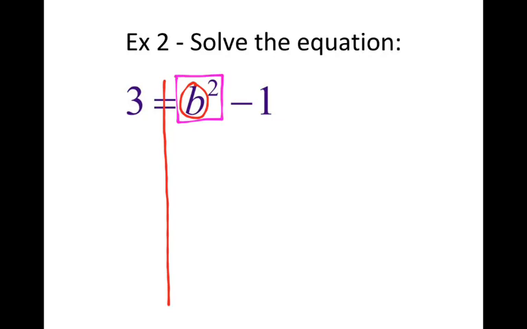Notice that the minus 1 is not in the box. Why not? It's not part of the square, right? Okay, so since we have something outside of the box, what do we have to do first?